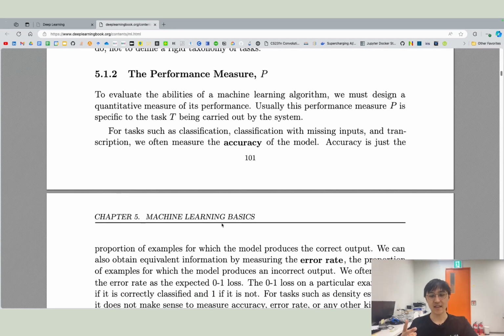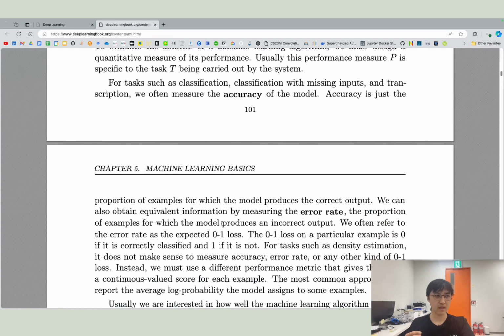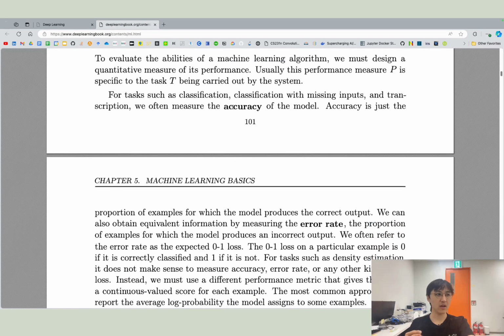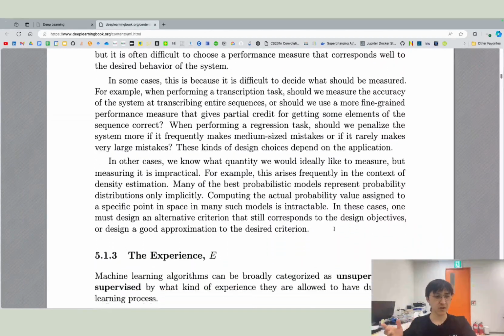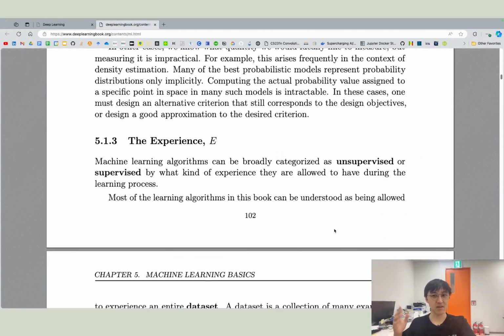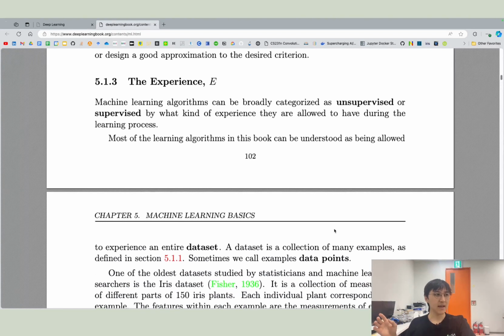So accuracy is a proportion of correctly predicted labels to total number of predictions. We can associate accuracy with an error rate. So the opposite of accuracy is error rate. And I talk about mean square error, so it is about regression. I will explain it later. Next thing, experience. So what is experience?